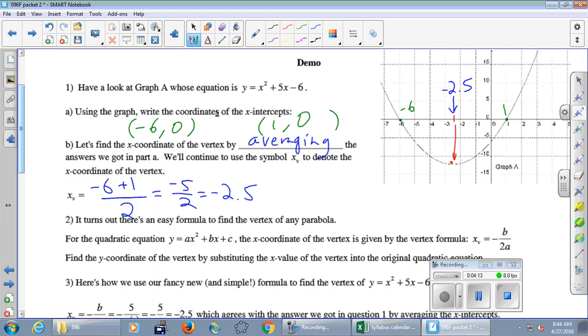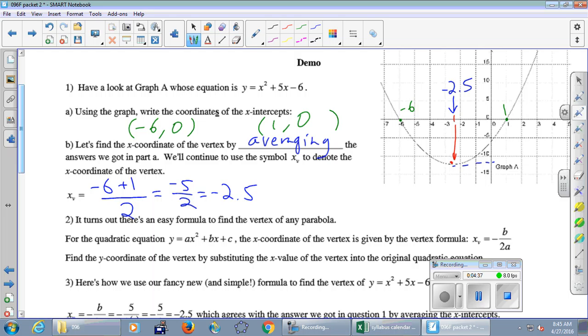which sure seems reasonable looking at the picture, okay? Now that is just the x, but the vertex also has a y. I mean, you can ballpark the y coordinate by looking at the graph. Maybe it's -12 or so, but we want to find it exactly. So how would we find the y? Yeah, I would plug that -2.5 in for the x, right? Okay, and we'll do that soon, but we're not going to do that now.